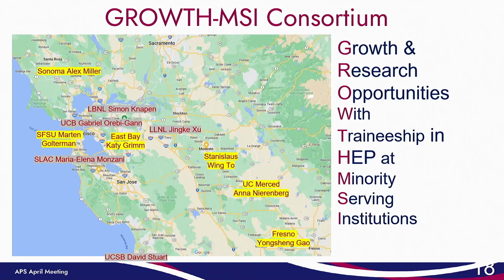So who's in our particular consortium? It's mostly in Northern California, although you'll see this little outlier, UC Santa Barbara, which is partly because both Wing and I went to grad school at Santa Barbara, so we tagged them on. The schools in yellow are all minority-serving institutions, and these are really the schools where we're getting our students from. So if you are a student at Sonoma State, San Francisco State, East Bay, Stanislaus, Merced, or Fresno, and you're interested in high energy physics, then you can apply to our traineeship.